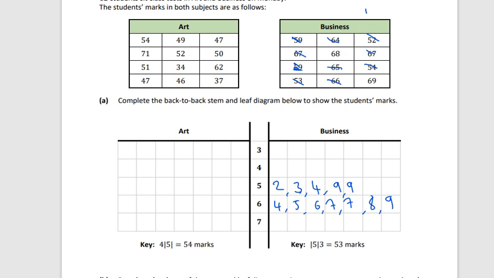Now for art, there's 37. So you're going the opposite way out, really, when it's on the left. 30s, there's 34 as well. 34 and 37. Then for the 40s, there's 46, there's two 47s, and there's 49.